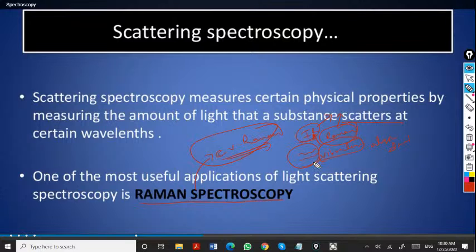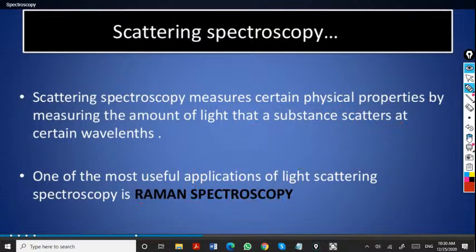But before that, you need to remember that in both of these spectroscopies, we are using infrared wavelength only. The difference is that scattered light is studied under Raman spectroscopy, whereas absorbed light is studied in IR spectroscopy. Whether scattered or absorbed, the light results in vibrations of the molecules. So both are vibrational spectroscopies only. This is about scattering spectroscopy or Raman spectroscopy.